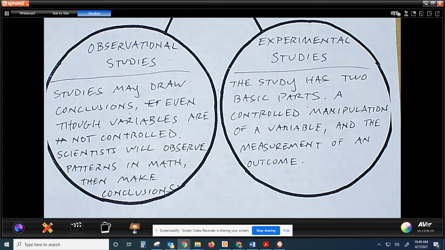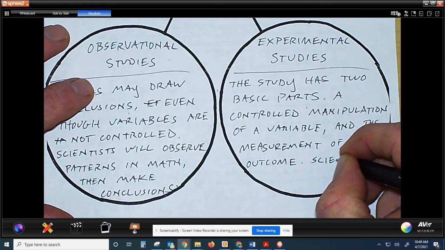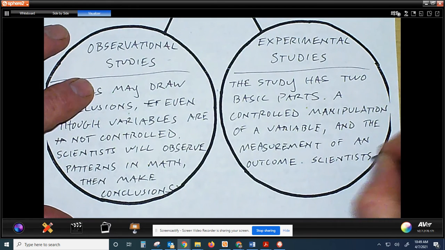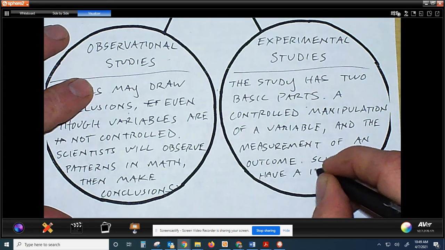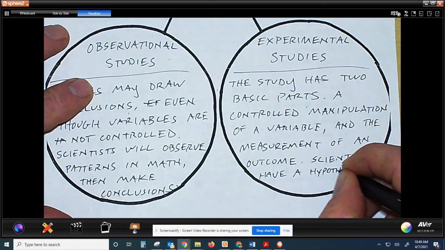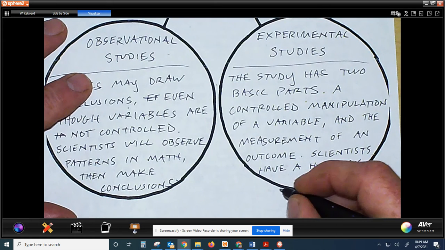Okay. In an experiment, we have more control. We manipulate one of the variables in the experiment, and we measure an outcome. And here comes a science term. Scientists have a hypothesis. Oh boy, hypothesis. A hypothesis when they start.